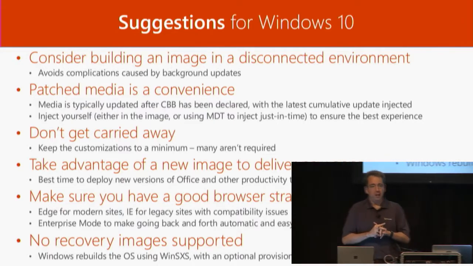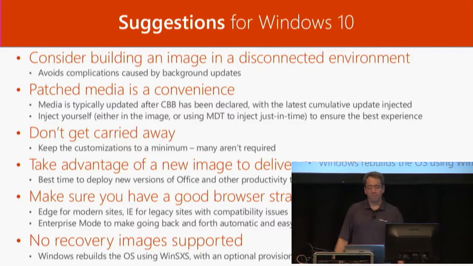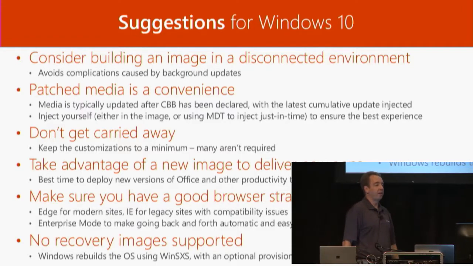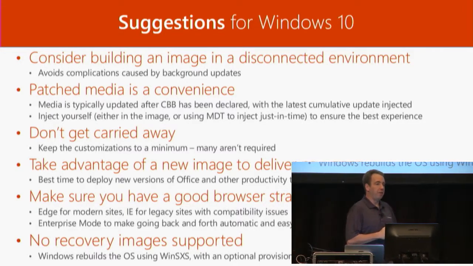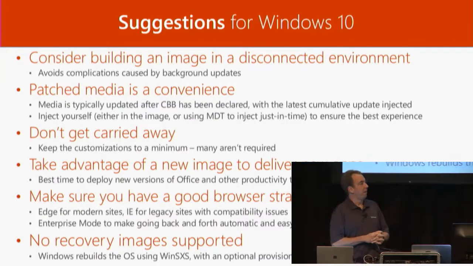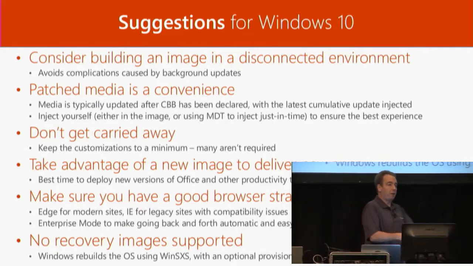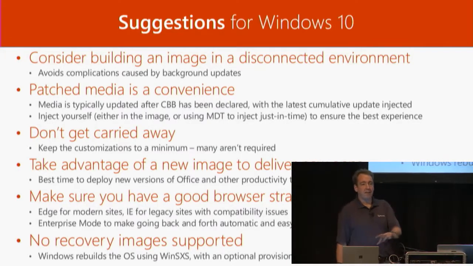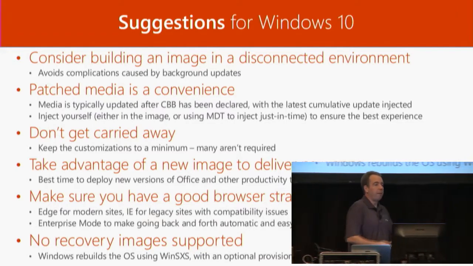When we look at imaging for Windows 10, there are a variety of recommendations. First one is try to build in an environment that's not connected to the internet, because there are things that happen in the background on Windows 10 that can interfere with the image creation process, like the Windows Store kicking in and starting to download app updates while you're building your image. So if you can do that, great. That avoids all of those issues and it makes the process very repeatable.